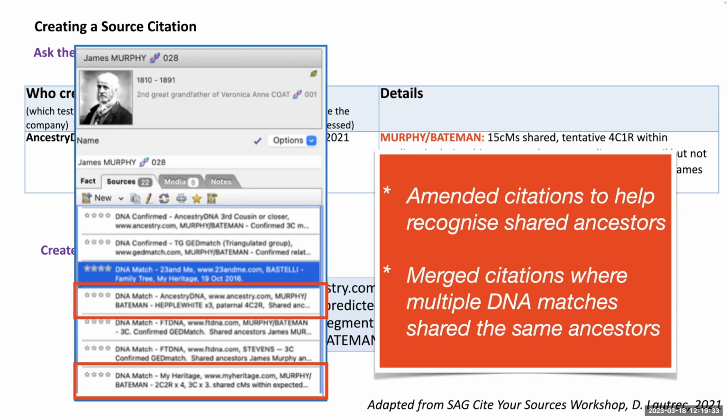So I merged citations where we had multiple people coming into the same shared ancestor. And you can see on the bottom one there, I've got Murphy Bateman, two second cousin twice removed times 4, and a third cousin times 3. Now it should actually show who that match is, as some of them are still being worked upon. Should show that that's a match to my mother, and I've got a comment there. But if you go into the citation, there's probably a lot more information. But wanting to see that on the actual profile when I was looking at that ancestor James Murphy in Family Tree Maker.